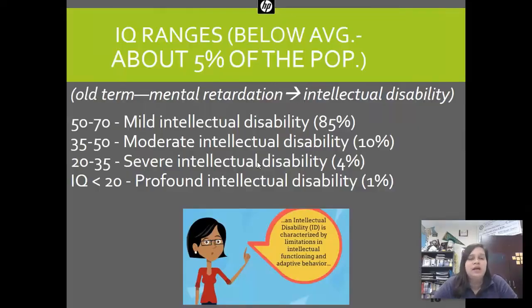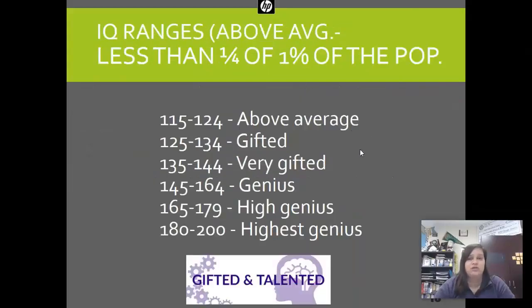When we're looking at how common intellectual disabilities are in the population, for people who are below that 70-point range, it's only about 5% of the population. And within the people who do have an intellectual disability, about 85% of them qualify for what's called a mild intellectual disability. And very few fall under the profound intellectual disability category.